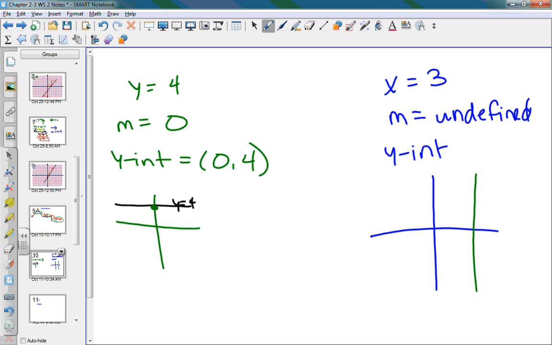What's my y-intercept? The y-intercept, by definition, is the point on the graph where it crosses the y-axis. Does it cross the y-axis? No. It doesn't cross the y-axis, because the y-axis is over here, and the green line is to the right of it. So therefore, does this line have a y-intercept? No. Does that make sense?